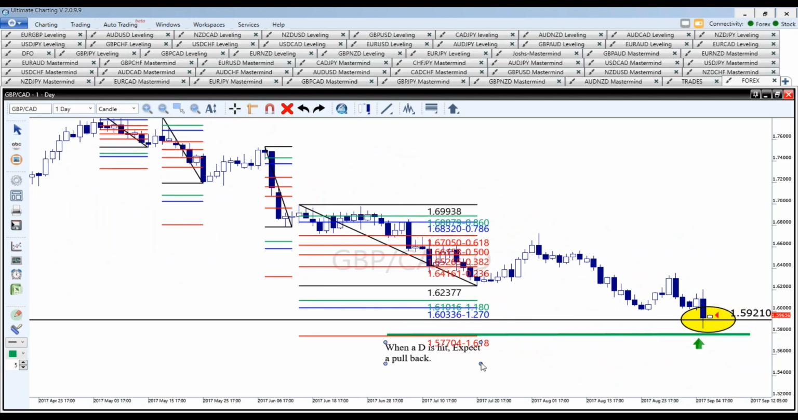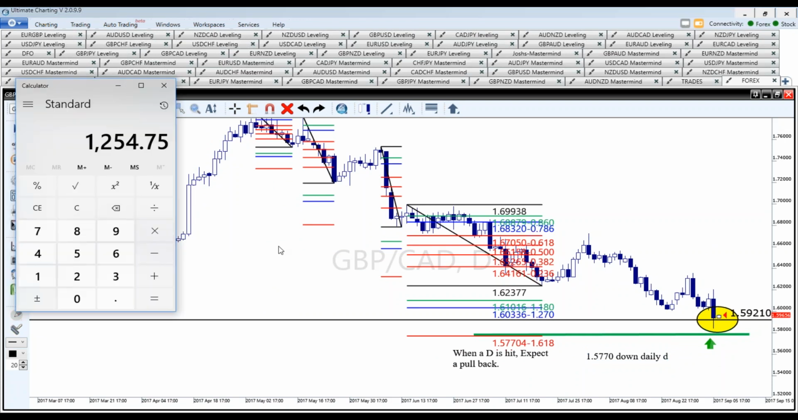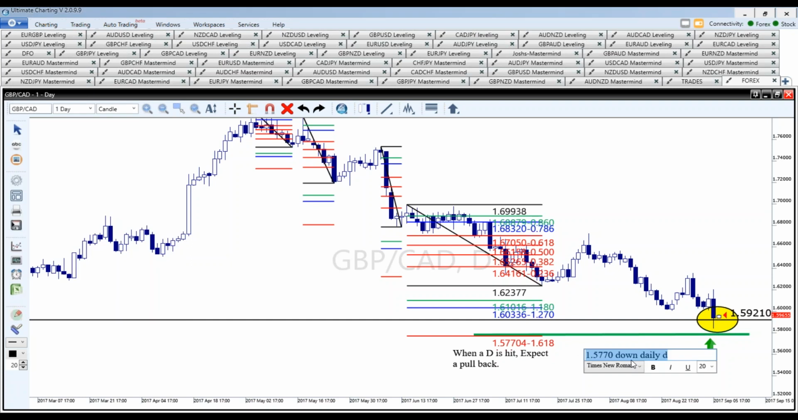Have we hit the D yet? Have we hit that D? 1.5770. 1.5770 is the down daily D. Have we hit that level? No, we have not at all. So we're at 1.5965 minus 1.5770. This is 195 pips away, 195 pips away, okay?